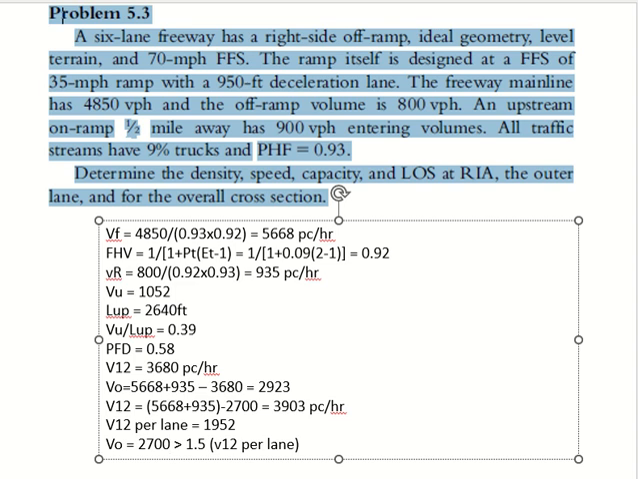Right or not? Why did we do this? Why did we change the V12? Because the outer lane was more than 2700. So we set it at 2700. This is how we satisfy the check, right? Otherwise you will keep on doing this. This check is still not satisfied.